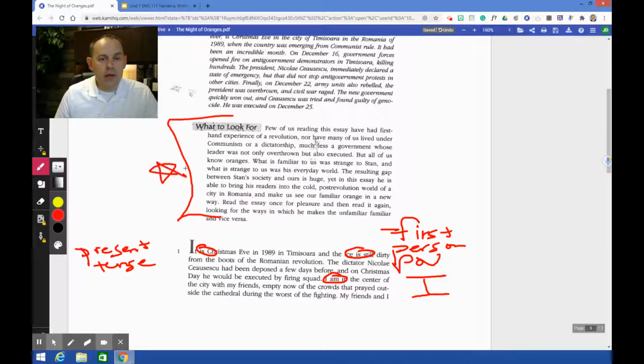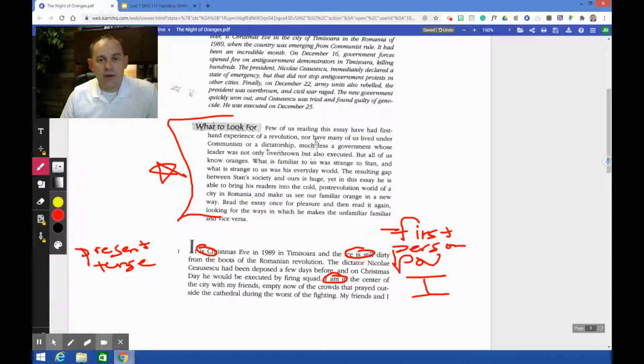But the impact that it has, and if you didn't read this little blurb, it might help you understand a little bit about what's going on in the essay. The impact of that is that it stresses the immediacy of the action. It puts you right into the middle of it by using that present tense. You feel as if you're standing right alongside the author as he narrates these events.